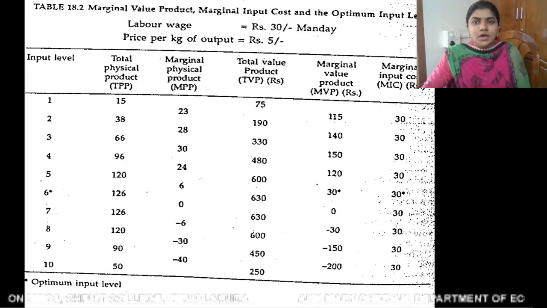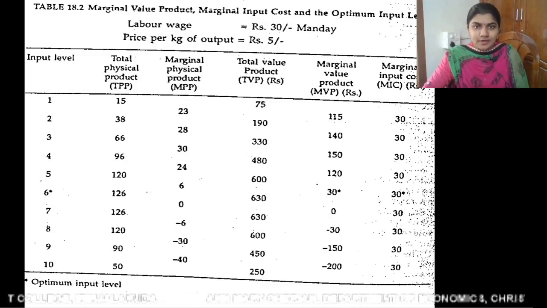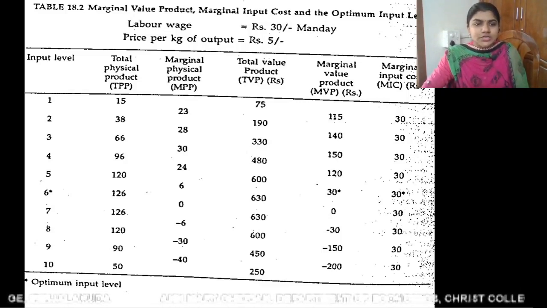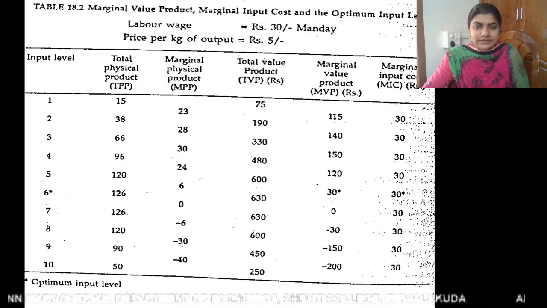Now we know that to find optimum input level, we have to calculate marginal value product. From TVP, we can easily calculate marginal value product. For the second unit, marginal value product will be 190 minus 75 divided by 2 minus 1. For the third unit, it will be 330 minus 190 by 3 minus 2.